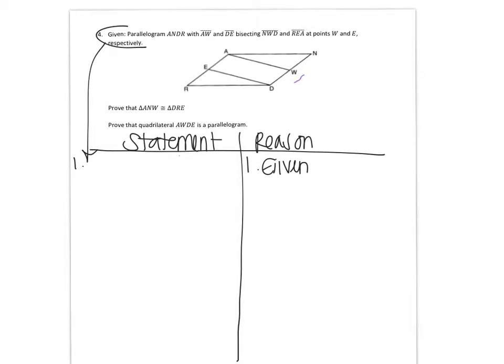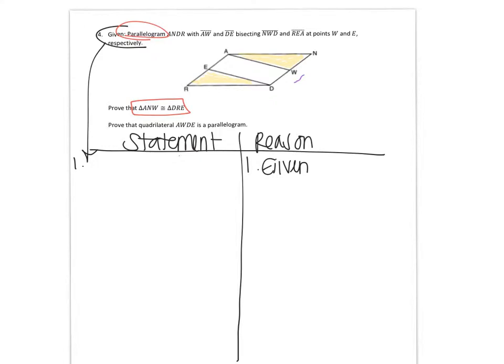Step 2, we're going to use the fact that we have a parallelogram because we are trying to prove that triangle ANW is congruent to triangle DRE. So let me again highlight those just like I did the last time. At least I'm going to attempt to. Instead of highlighting, I'm ending up coloring. Okay. So we care about those two little triangles right here.